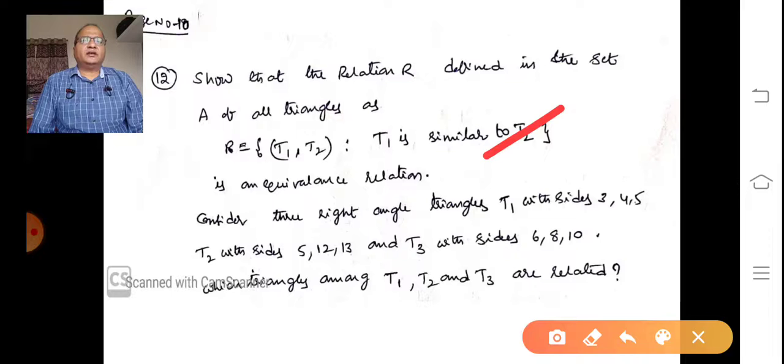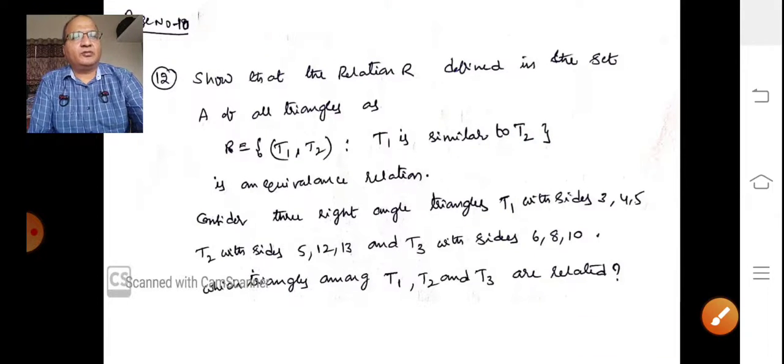That definition I think you studied in lower classes, in 9th or 10th class; you studied about similar triangles. So we have to show this is an equivalence relation. Consider three right angle triangles: T1 with 3, 4, 5, T2 with 5, 12, 13 and T3 with 6, 8, 10. These three are right angled triangles. Among these three, which two triangles are related? They are asking that, it is extra from that one. Now come to the solution.